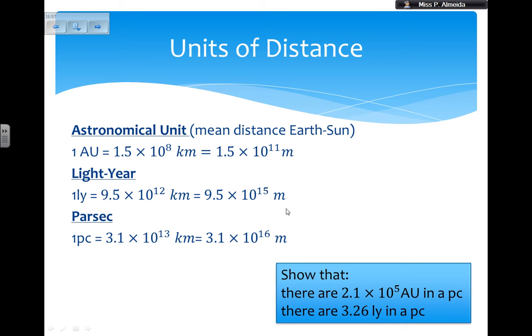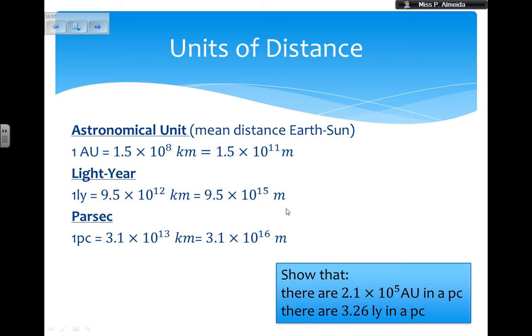So again, instead of saying that a certain star is, I don't know, 20 times 10 to the power of 15 meters away, I can say, oh, you know, it's about 2 point something light years away from us. So again, it's quite useful to use them.